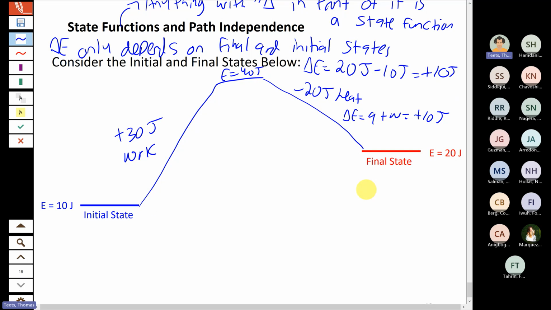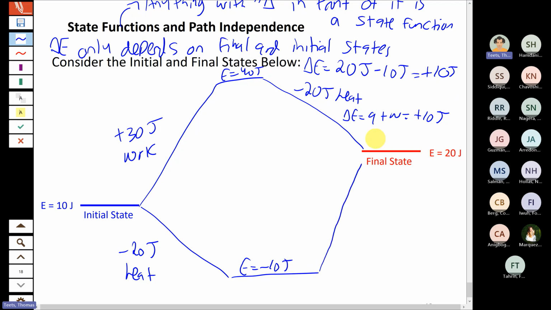But we could have done it a different way too. We could have initially lost 20 joules of heat, which would get us to negative 10 joules in terms of absolute energy. But then if at the same time we have plus 30 joules of work, that's also plus 10 joules. So there's an infinite number of ways that we can get from our initial state to our final state where we would still get a delta E of plus 10, but there are different combinations of values for Q and W that would all be possible.